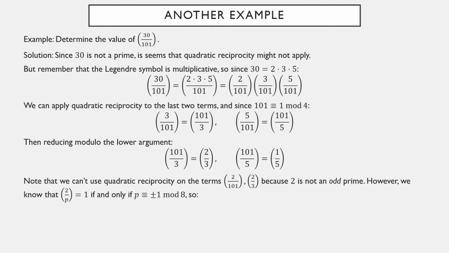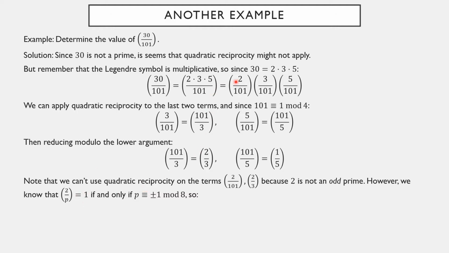We can't use quadratic reciprocity on the first term up here, nor can we use it on this term, because 2 is not an odd prime. A common mistake is to try to apply quadratic reciprocity again. But remember, quadratic reciprocity requires both arguments to be odd primes, and 2, for all of its interesting properties, is not odd. However, we have established that the Legendre symbol 2 by p is 1 if and only if p is equivalent to plus or minus 1 mod 8. We did this using Gauss's method.